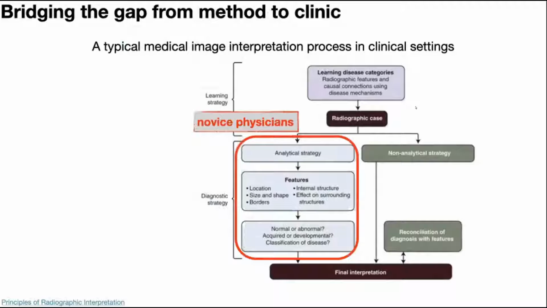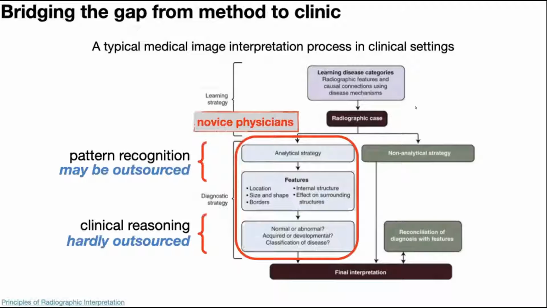One possible improvement to this pipeline is to introduce novice physicians or annotators into it. But one thing to note is that clinical reasoning would probably hardly be outsourced because of the domain experience that is required. However, one potential improvement is that we outsource this pattern recognition part. And this is where annotators and labeling come into play.